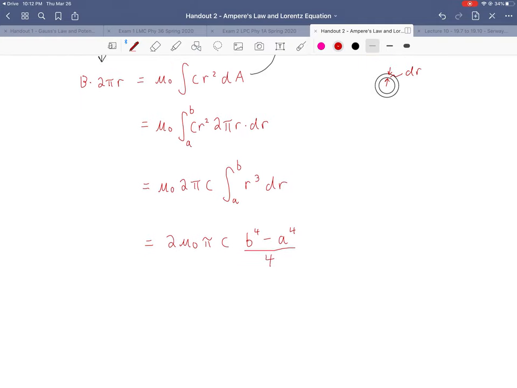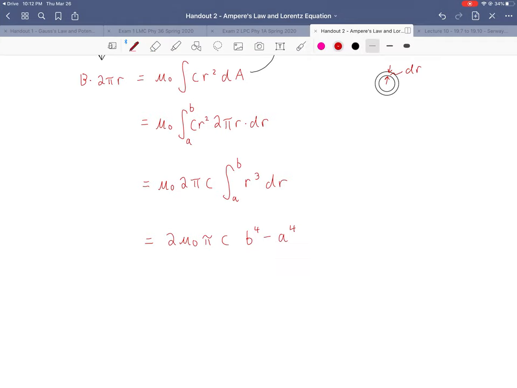Okay. There we go. Let me fix this. All right. And it looks like we're going to have some little cancellation here with this becoming a 2 down there. Okay. So there we have it. So then our final expression, at least for the enclosed current, is mu naught pi c b to the fourth minus a to the fourth over 2.